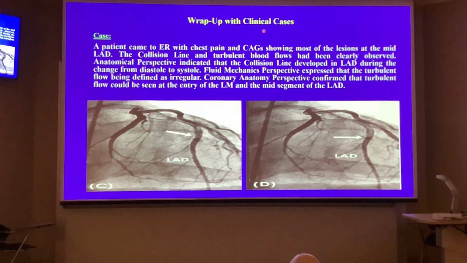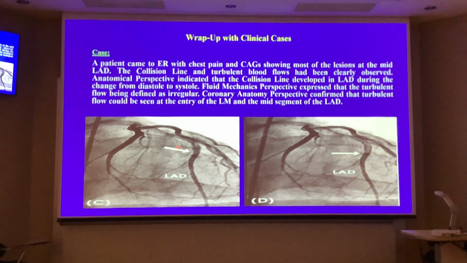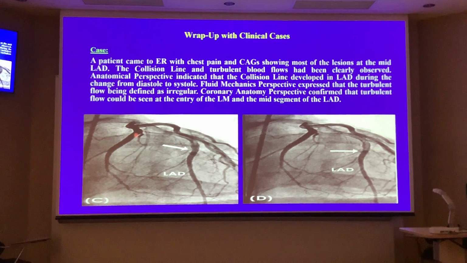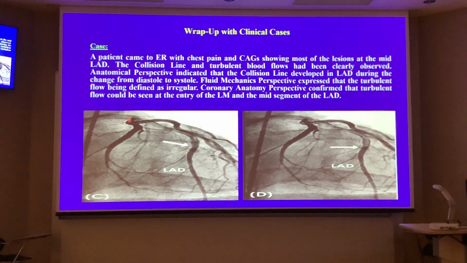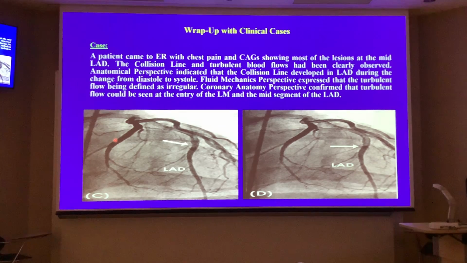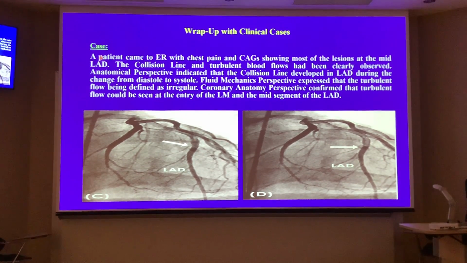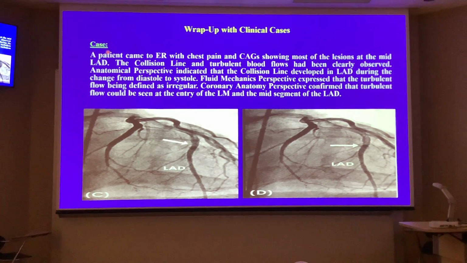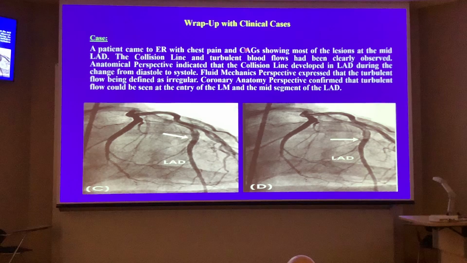So I can wrap up with the clinical case here. This is the angiogram of the left coronary artery, and the concept is still the same as in the artery. The black color is the contrast, and the white color is the blood flow. The case here is a patient who came to the emergency room with chest pain and the angiogram.